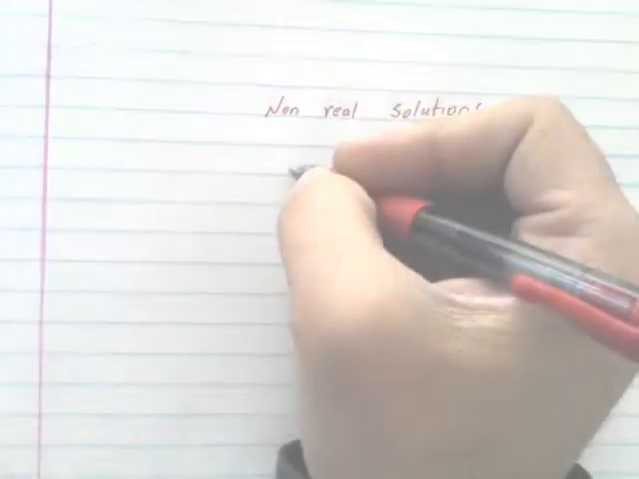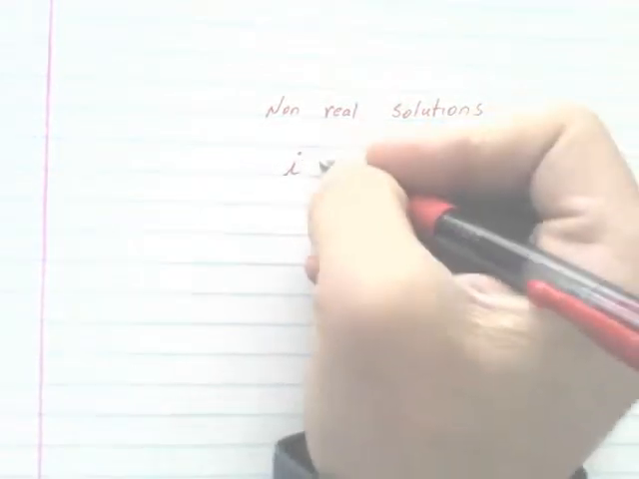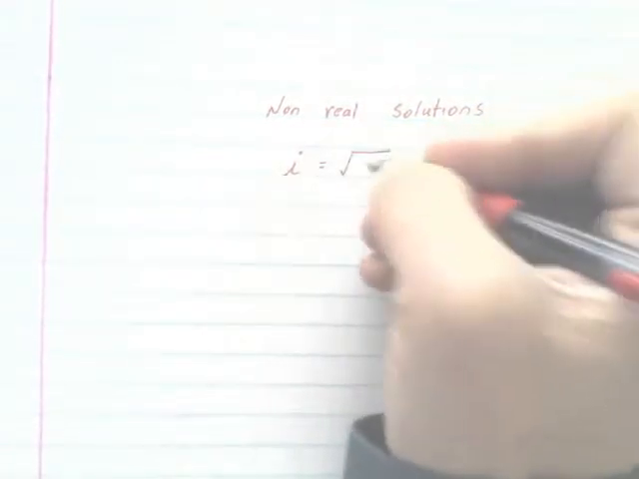So what I'd like to do is solve some quadratics, write them in exact form, because what I really want to do is solve some where we're going to have non-real solutions. Okay? And first, what's important to understand is that by definition, the imaginary number i is equal to the square root of -1.